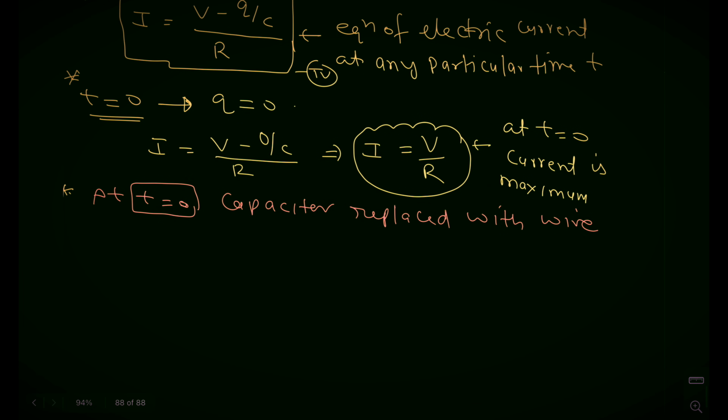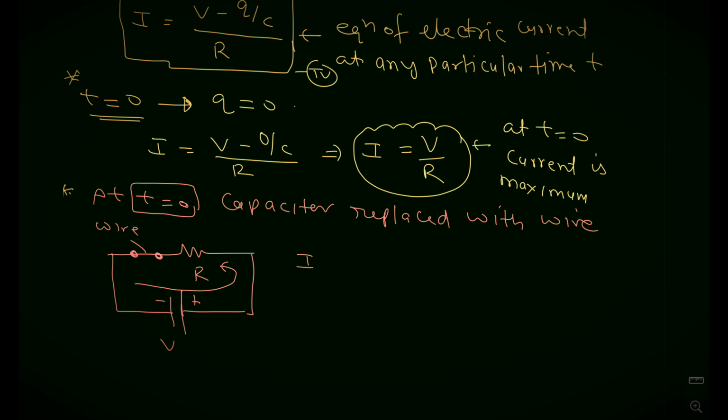this circuit becomes like this. When t equal to 0, the circuit becomes like this. I am going to replace the capacitor with a wire. This is the connecting wire. And this is the voltage V with plus and minus, and this resistance R. Then how much current do we get? I is equal to V by R at t equal to 0.